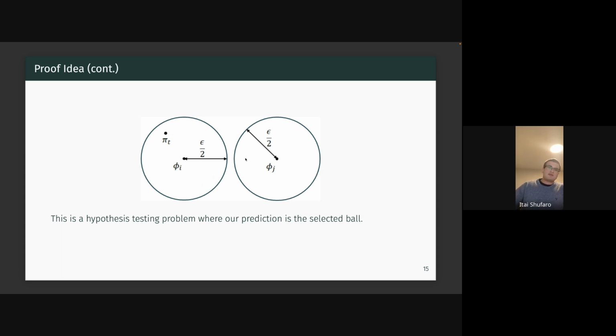Now, if we have some other decision phi j, and we assume that the decisions phi I and phi j are epsilon apart from each other, then we can think about pi t being in the sphere of phi I and not in the sphere of phi j as some sort of predictor. A predictor which selects a decision from our set according to the sphere pi t lands in. Our error in this case means that pi t lands outside of the sphere. In this way, we managed to reduce our problem to hypothesis testing.